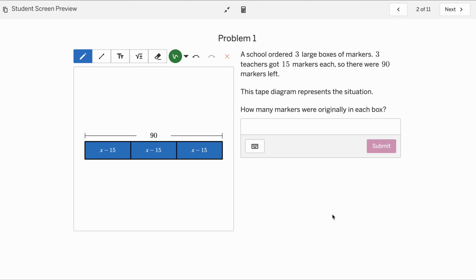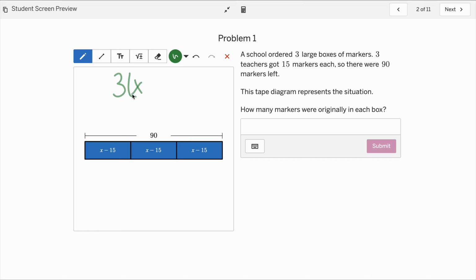Okay, so problem one says a school ordered 3 large boxes of markers. 3 teachers got 15 markers each, so there were 90 markers left. So the 90 represents how many markers we have after the teachers took 15. There are 3 boxes and there are 3 teachers. So this 3 right here represents both the boxes and the amount of teachers.